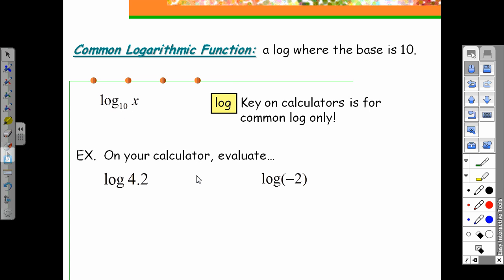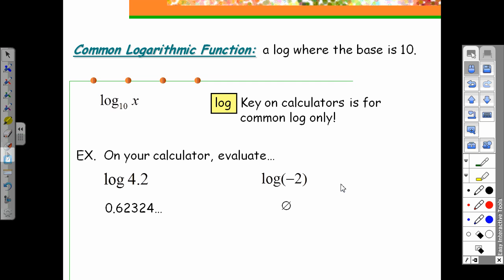So on your calculator, figure out how you would input your numbers. The common log of 4.2 should come out to be 0.62324, so-and-so, keep going, right? And if you tried to take the log of -2, what happens on your calculator?